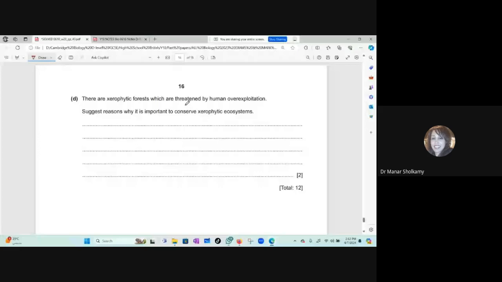Okay, the last question. There are xerophytic forests which are threatened by human overexploitation. Suggest reasons why it is important to conserve xerophytic ecosystems. This is the only ecology question in this exam. Why is conservation important? This question is very common. Why do we conserve our ecology? Give at least two reasons.